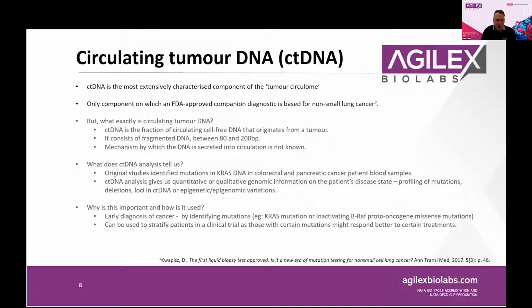And so it's really widely used for diagnosis of cancer, early diagnosis by, for example, identifying mutations within KRAS or B-Raf proto-oncogene or missense mutations within certain target genes. And this is very powerful as it can be used to stratify patients in a clinical trial, as those mutations for specific patients might lend them to respond better to certain treatments than subjects which might have a different mutation. And so this is reshaping the way that we're thinking of personalized medicine for oncology in particular.